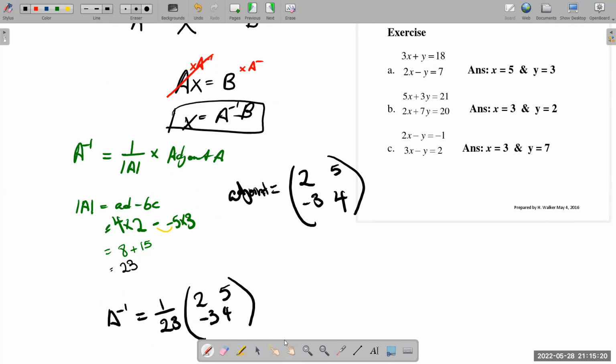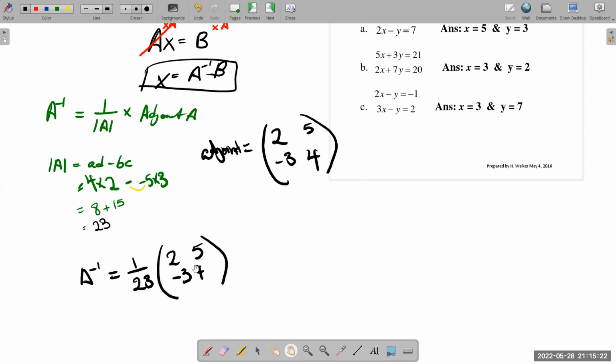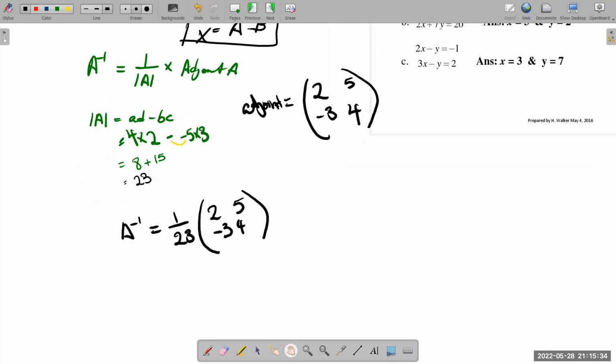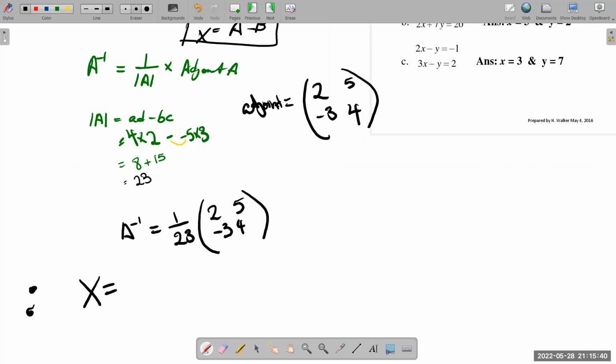So let me stop. Do I apply the 1 over 23 yet? Is that a smart thing, or do we leave it like that for now? Because we know what we actually need to do in the long run. We have to leave it like this because at the end of the day, we need to use it to multiply for X. Because X, and then you go back saying, therefore, X is equal to A inverse times B.